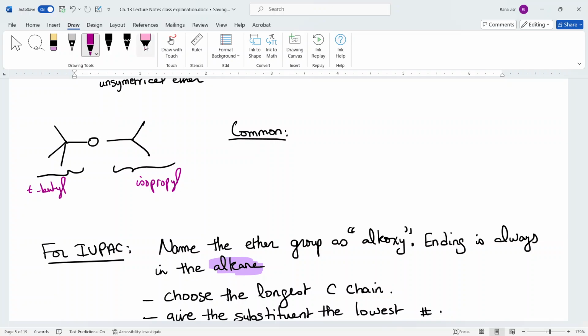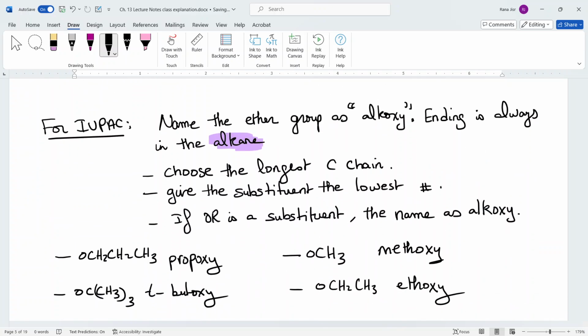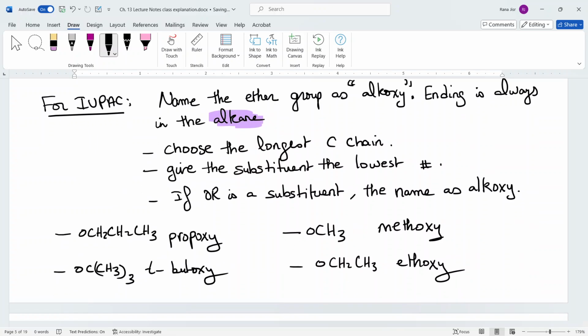We alphabetize starting from the B, and here I'm going to alphabetize the I. So I'm going to start the name with tertiary butyl, space, and then isopropyl, another space, and then I do have my ether. For naming ethers in IUPAC, this is for larger ethers.